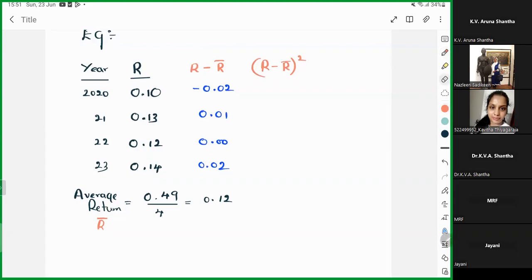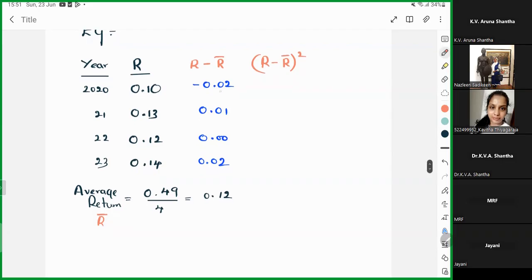How much for 2020? R minus R bar, 0.02 to the power 2. How much? 0.0004. Have you got it? Yes, sir. Okay. Then next year, 0.1 to the power 2, 0.0001. Have you got it? Yes, sir. Then 0. Then 0.0004.